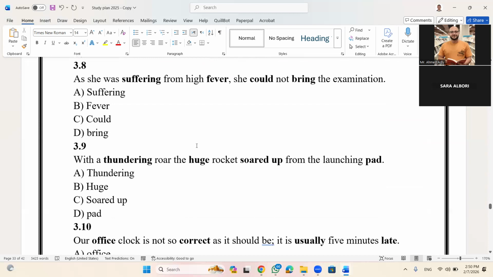Next. As she was suffering from high fever, she couldn't bring the examination. It is about a girl. She was sick, and unfortunately, she couldn't do the examination.